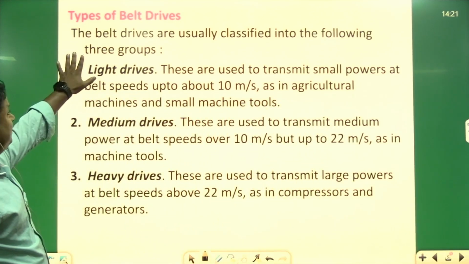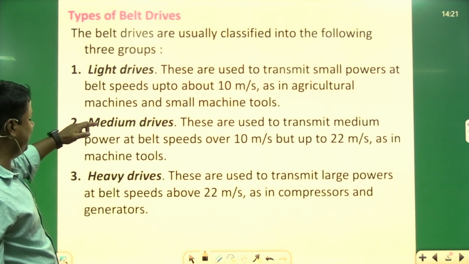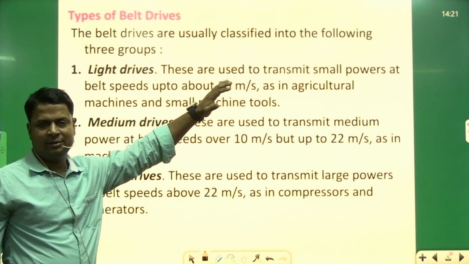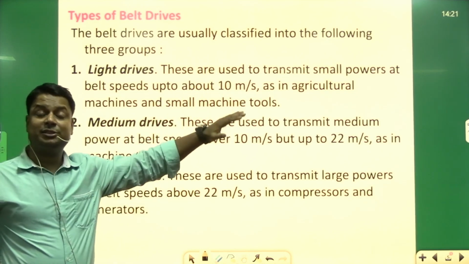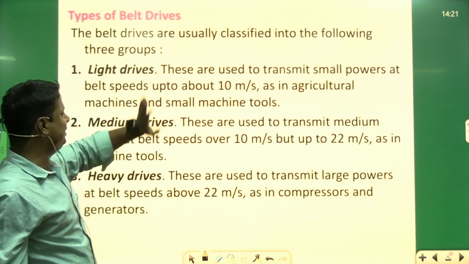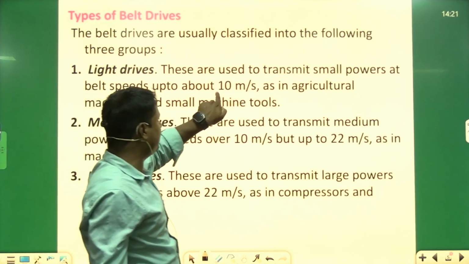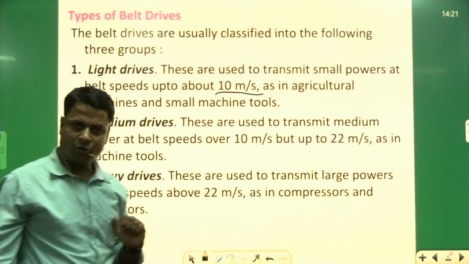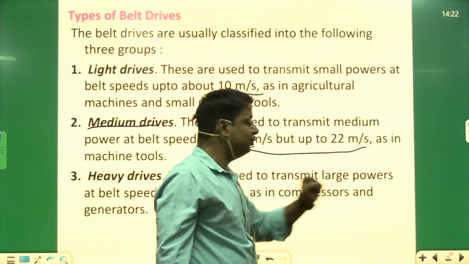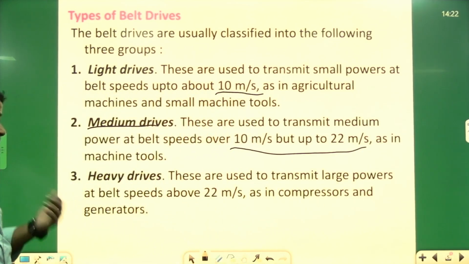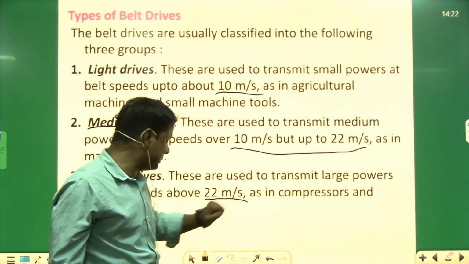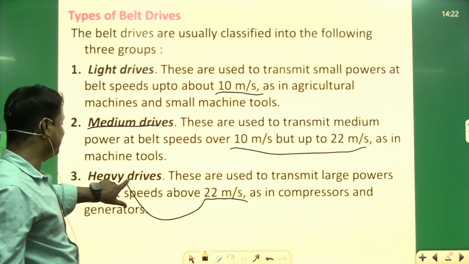Now the types of belt drive: light belt drive, medium belt drive, and heavy belt drive. Look, these names are self-explanatory; they are put according to the motion of the shaft. Light drive means the speed of the belt is about 10 meters per second. Got it? Medium drive means the speed is about 10 to 22 meters per second. And when the speed is above 22 meters per second, it is a heavy drive.